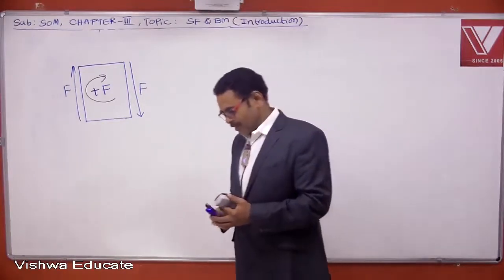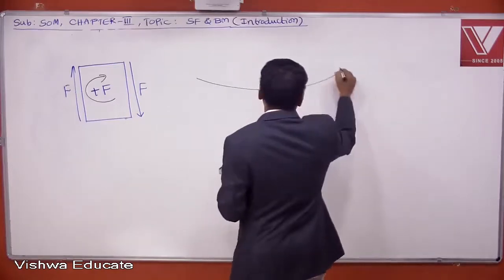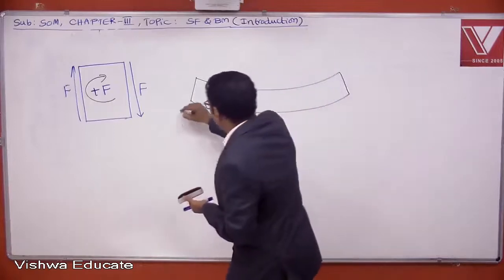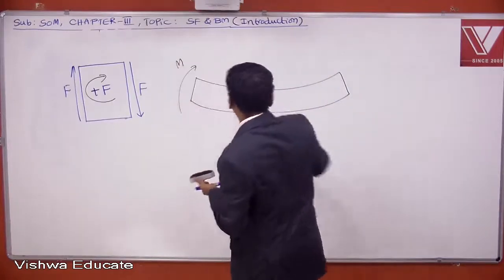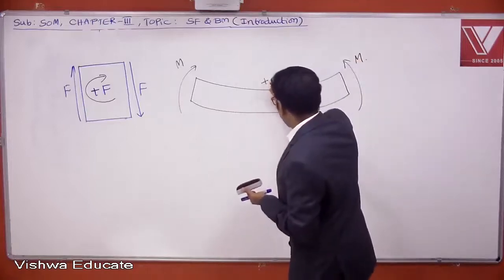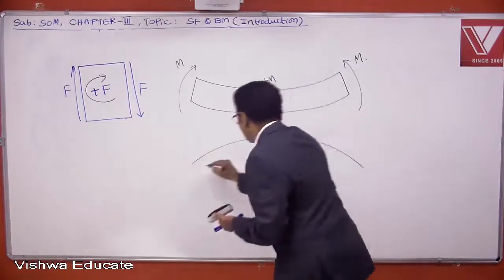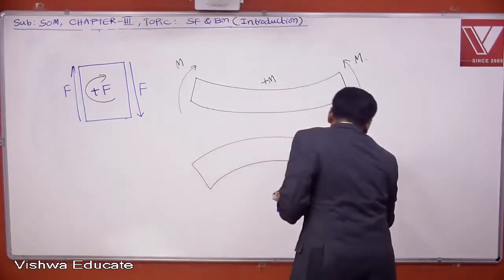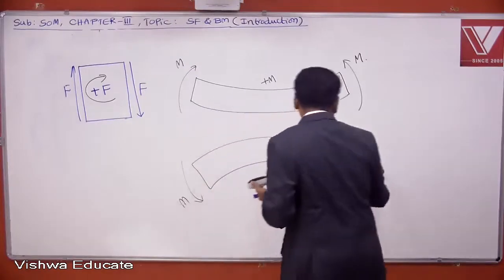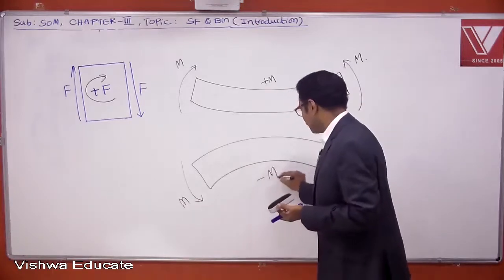Okay. Now bending moment, right? All sagging moments are treated as positive moments. At the left of the beam, bending moment is clockwise. At the right of the beam, bending moment is anticlockwise. This moment is treated as positive bending moment. And all hogging moments are treated as negative bending moments. At the left of the span, anticlockwise. At the right of the span, clockwise. Right? So this is negative bending moment.